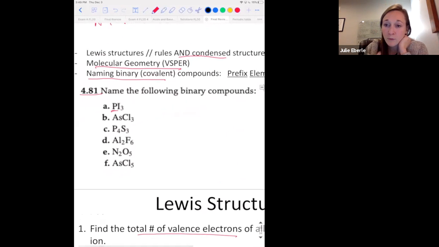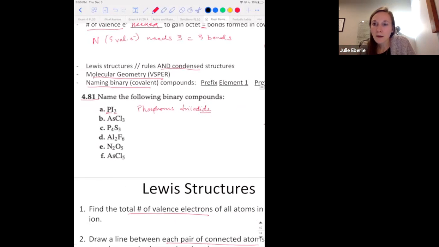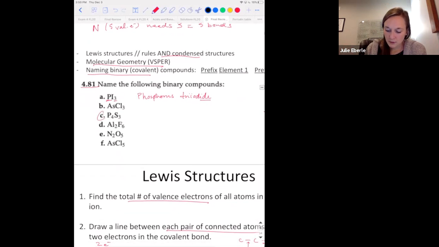For example, we only have one phosphorus here. We're going to omit mono. We're just going to write phosphorus. We have 3 iodines, so it will be tri. Iodide. Ending is IDE. Phosphorus triiodide. So we're not going to write monophosphorus. We're going to omit that. Oh, let's do C and E as well. So go ahead and attempt those.